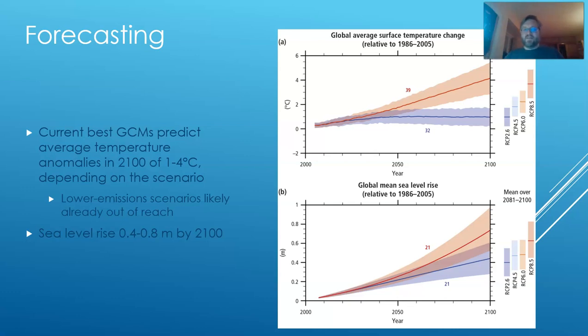So the second graph there shows sea level rise. And you'll see there that sea level rise, again, depending on which scenario we're in, is 0.4 to 0.8 meters by 2100. Again, those lowest levels are probably out of reach at this point. We're probably not going to get there, so we're probably going to be closer to the middle or higher part of that range for the sea level rise.